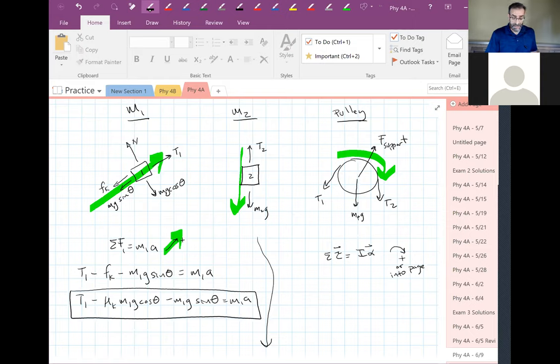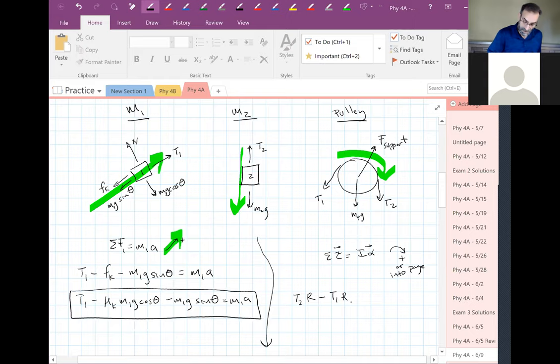Let's add up all the torques now. What do we have? We've got T2 causing the pulley to rotate in the positive direction. So I've got positive torque from T2. And what is torque? It's force, which is T2, times the lever arm, which is the radius of the pulley, because that's where the force is being applied to the pulley, at the rim of the pulley. And in the negative direction, I've got T1 creating torque in the other direction, and that's its force times its lever arm.